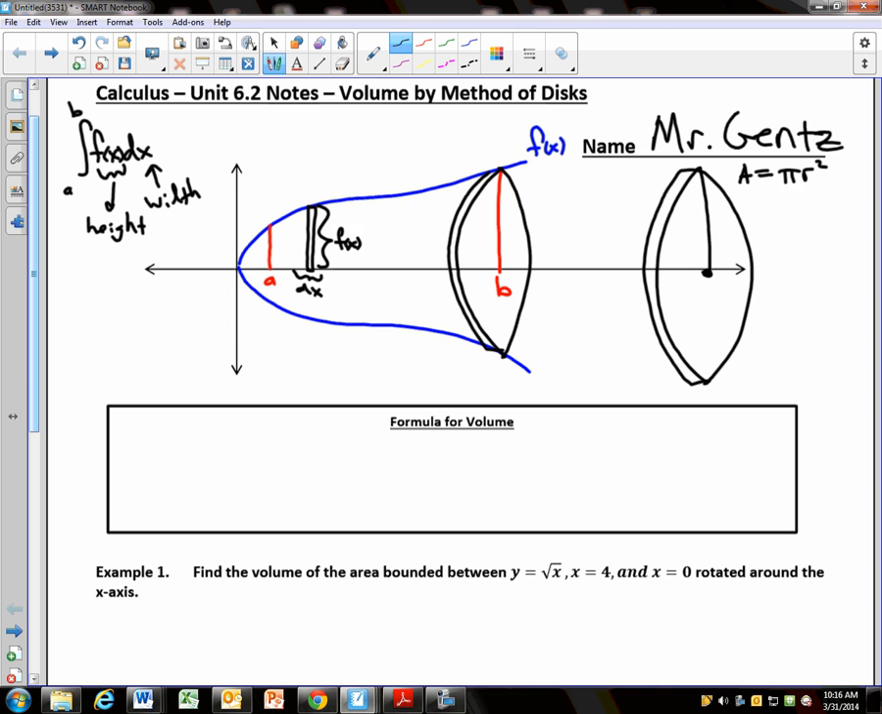Okay, so would everybody agree that that's the radius? What does the radius refer to, or what is it the same as? f of x. So the radius is the height of the function, and it gets rotated that constant amount all the way around. So r is equal to f of x. If you wanted to find the area of this shape, you would say area is equal to pi times f of x squared, right?